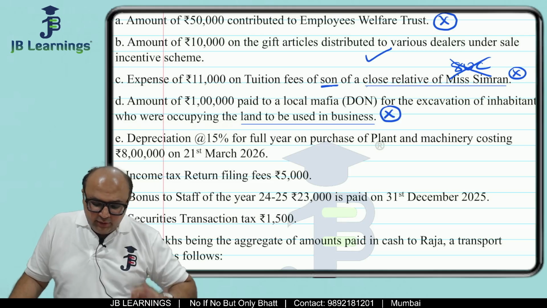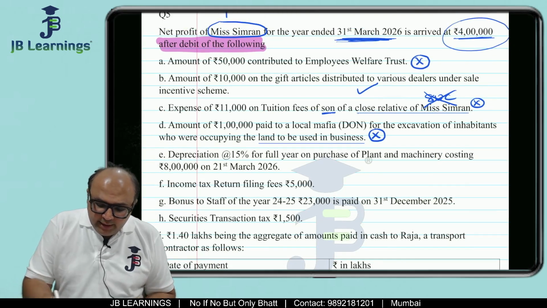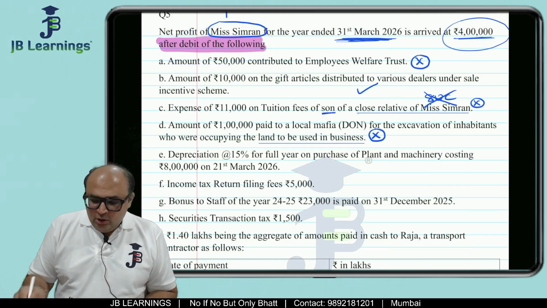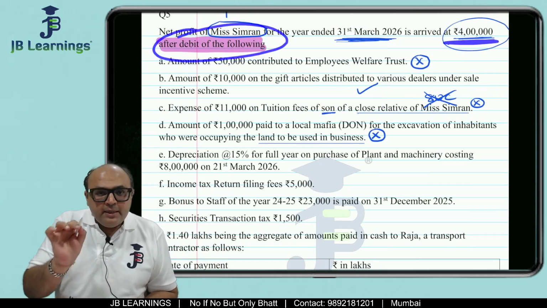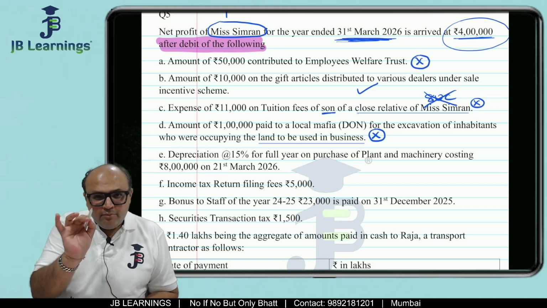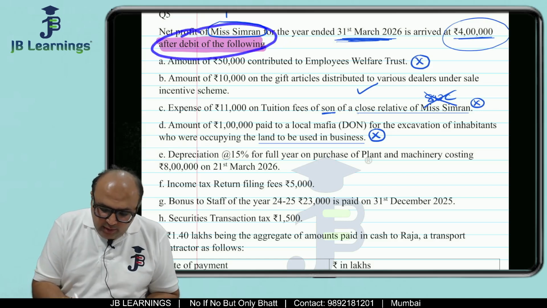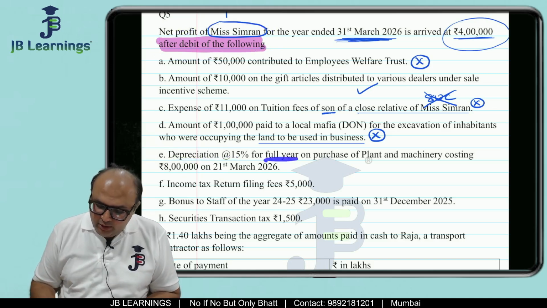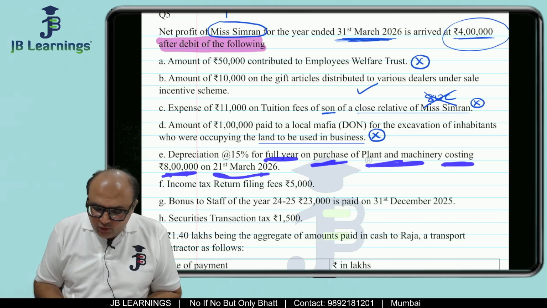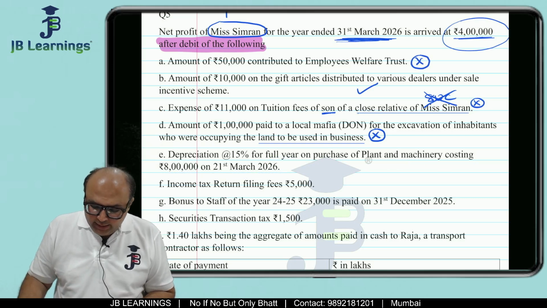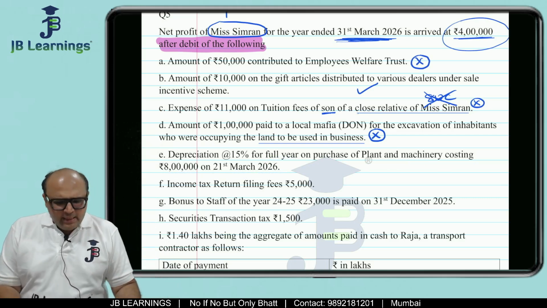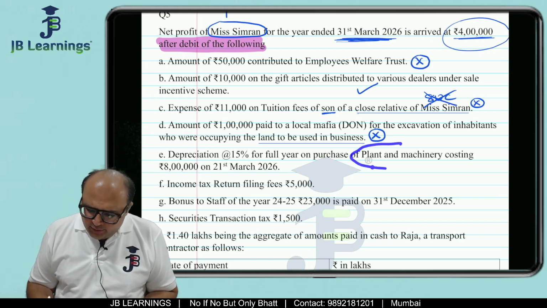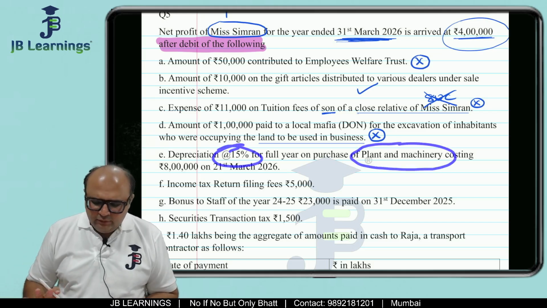Depreciation at the rate of 15%. What we are studying? We are studying debits. So, 4 lakh is after debiting the following. You have to remember this. So, what is debited? Depreciation at the rate of 15% is debited for full year on purchase of plant and machinery costing rupees 8 lakh on 21st March 2026. Friends, the rate of depreciation on plant and machinery is 15%.